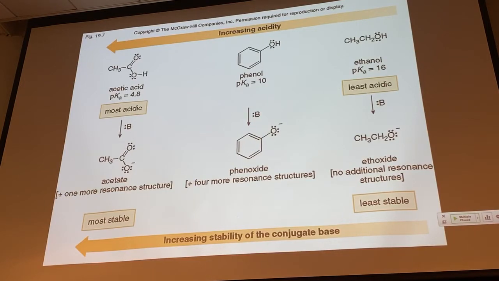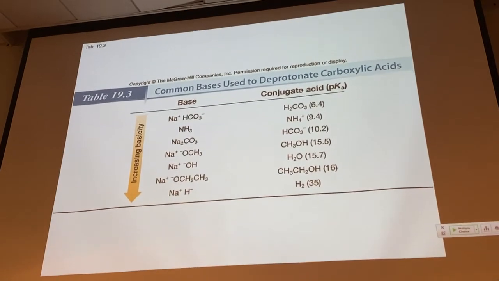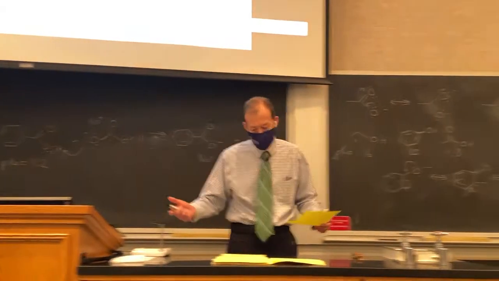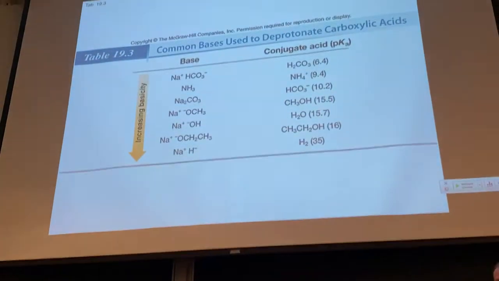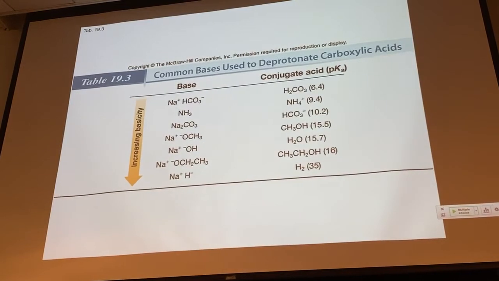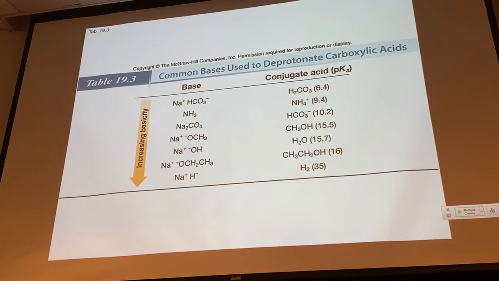So we can go back to our chart, our table. We've got the pKa values for ethanol, phenol, and acetic acid on the board. We know that all of these bases will completely deprotonate acetic acid. What about phenol? What is the weakest base in this table that would completely deprotonate phenol? You can raise your hand and tell us. The weakest base in this table that would completely deprotonate phenol.